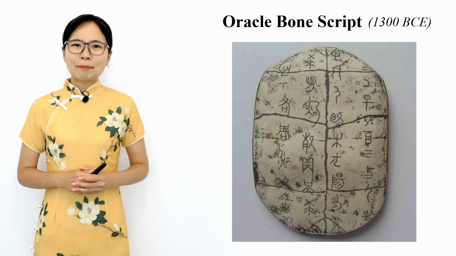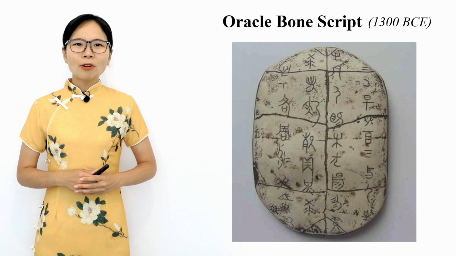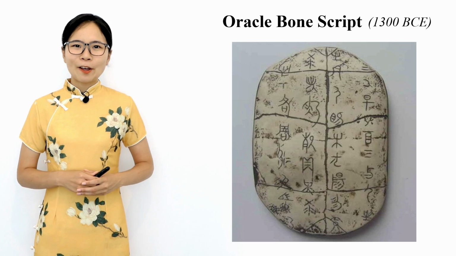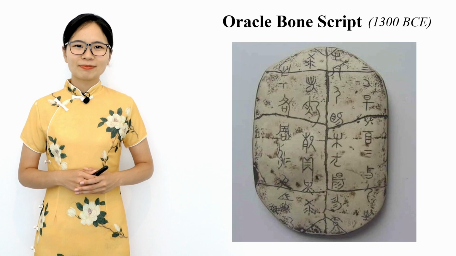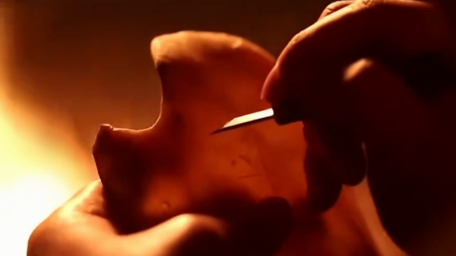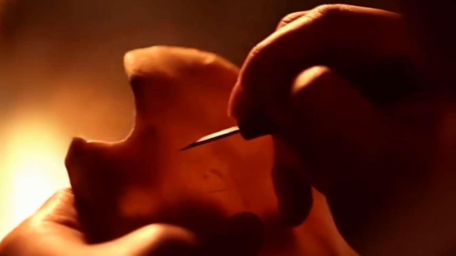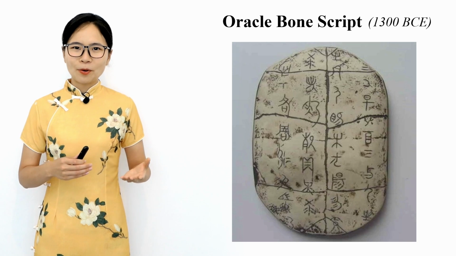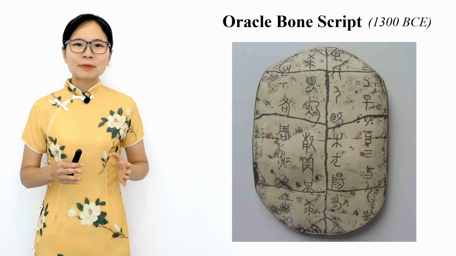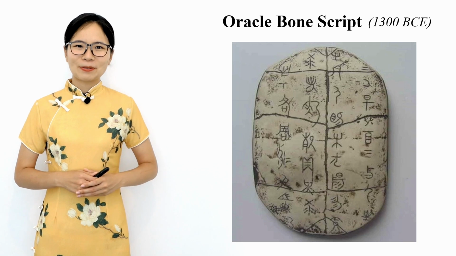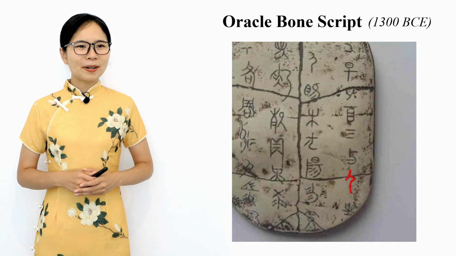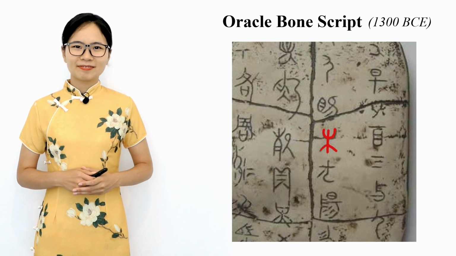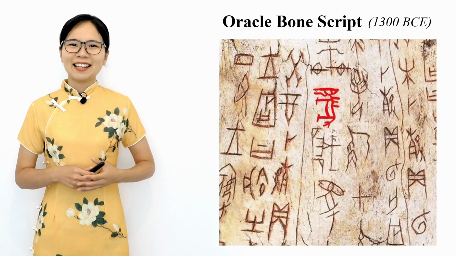Here you can see an example of oracle bone script. Oracle bone script dates to the late Shang dynasty in 1300 BCE, over 3,000 years ago. These characters were carved onto bones that were used for telling fortunes. Remember the 3 characters I showed you earlier that mean person, tree, and horse? Here are ancient forms of those characters written in oracle bone script. This is person. This is tree. And this is horse.